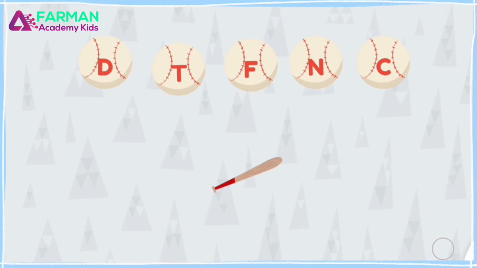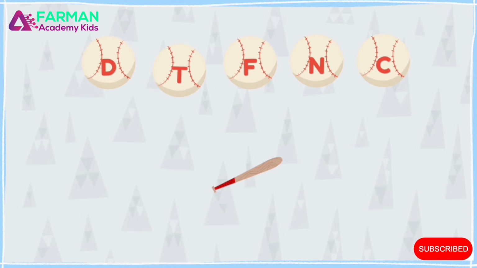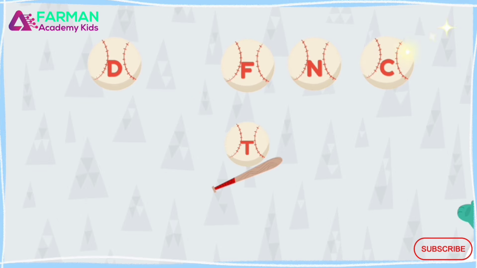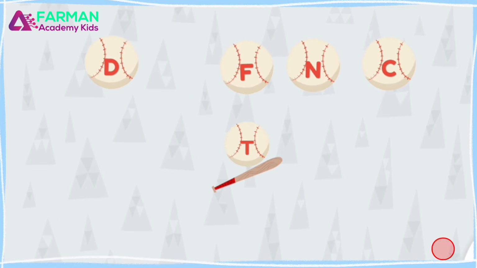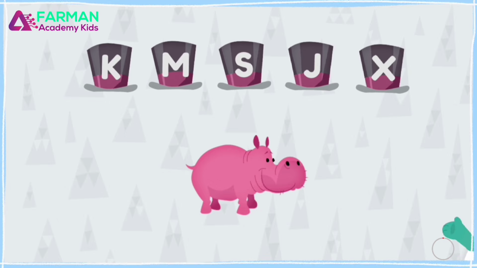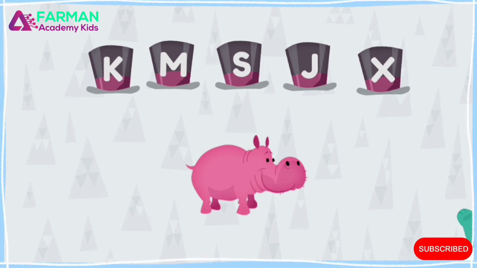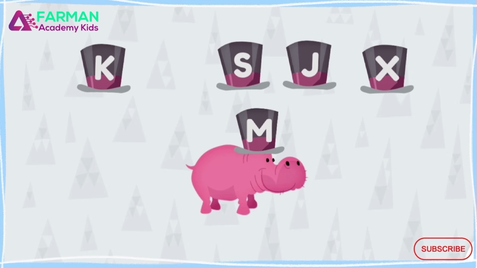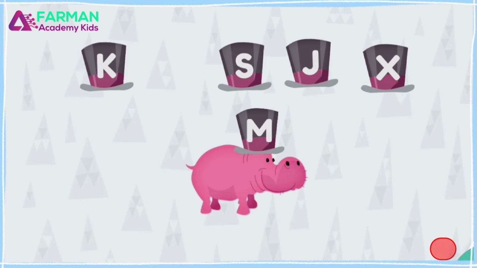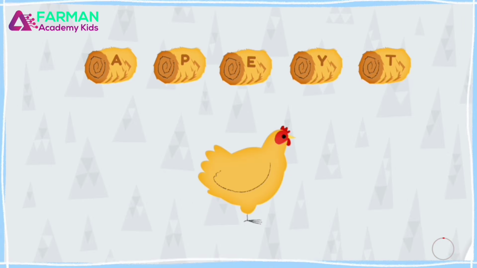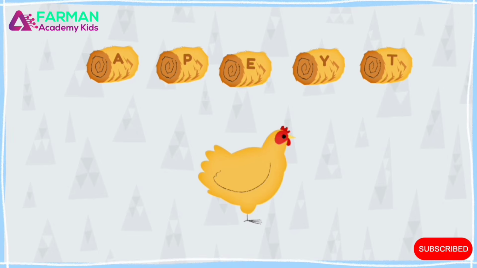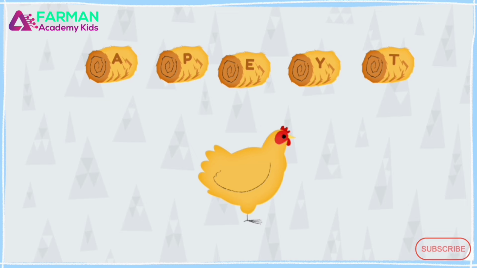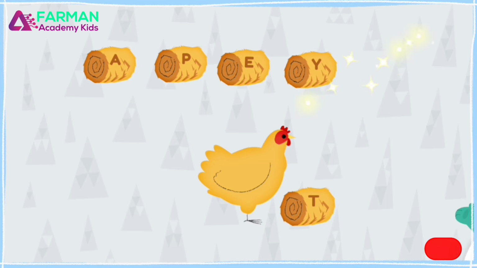Put the ball with the letter T with the bat. Sweet! Put the hat with the letter M on the hippo. Mmm. That's right! Give the hen the hay with the letter T. T. Yay!